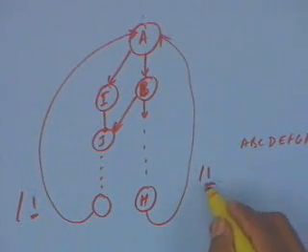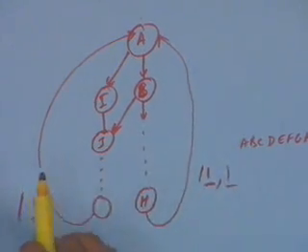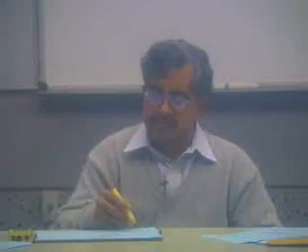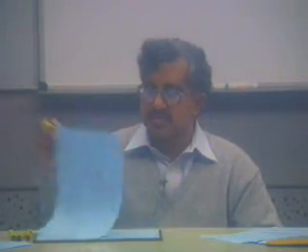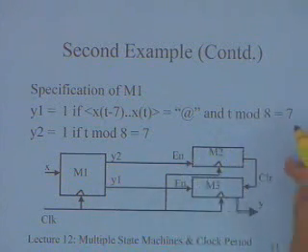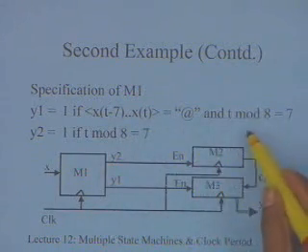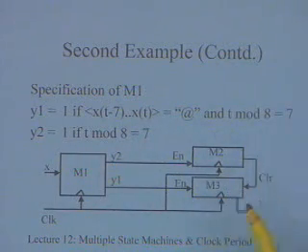So I will have 2 outputs here. One output corresponds to the correct bit pattern that I am receiving, and the other output corresponds to the wrong bit pattern that I have received. So I will get this output Y1. Otherwise, of course, it is 0, which I have not written over here. It is 1 if this corresponds to the add pattern, and otherwise it is 0.